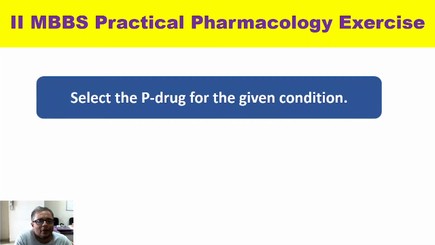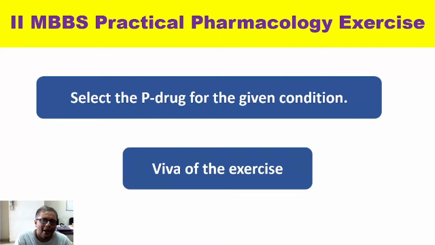There is a one question exercise which is asked like this: select the P drug for the given condition. You have been given a particular condition and you have to select the P drug for that. And there will be viva on that. You will be provided 30 to 45 minutes for this exercise depending on the university.